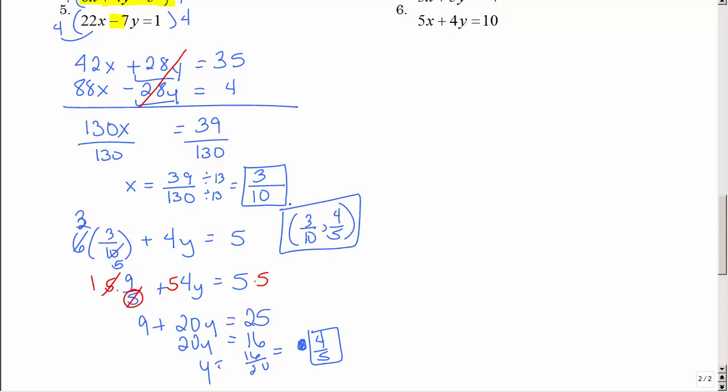This is another good example of why the graphing method would not be really good, because I just don't think we could get our graphs that accurate.